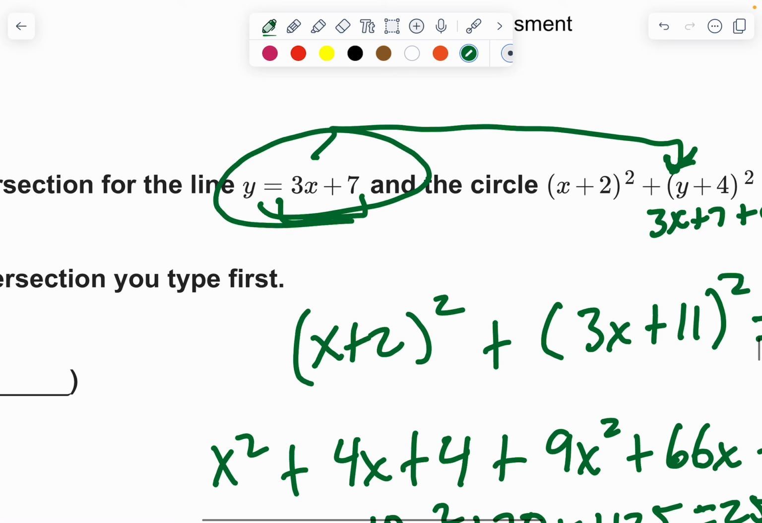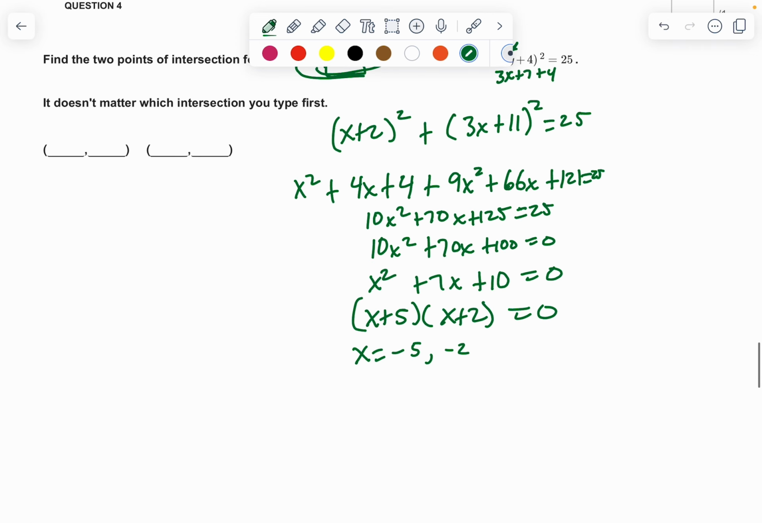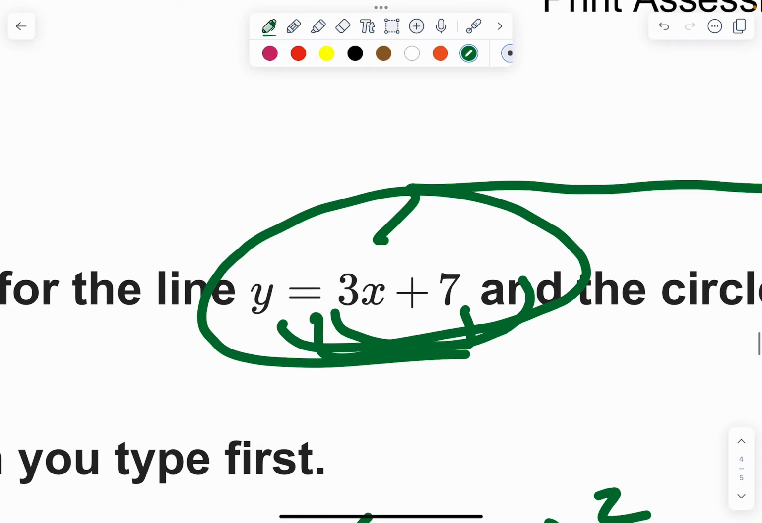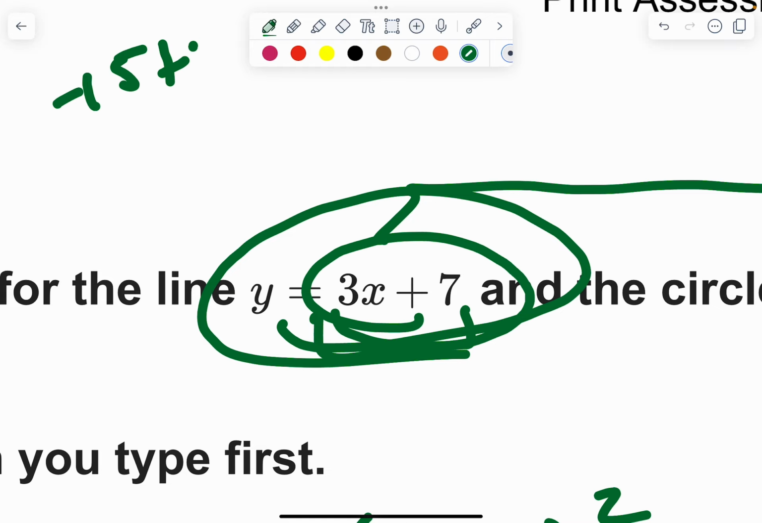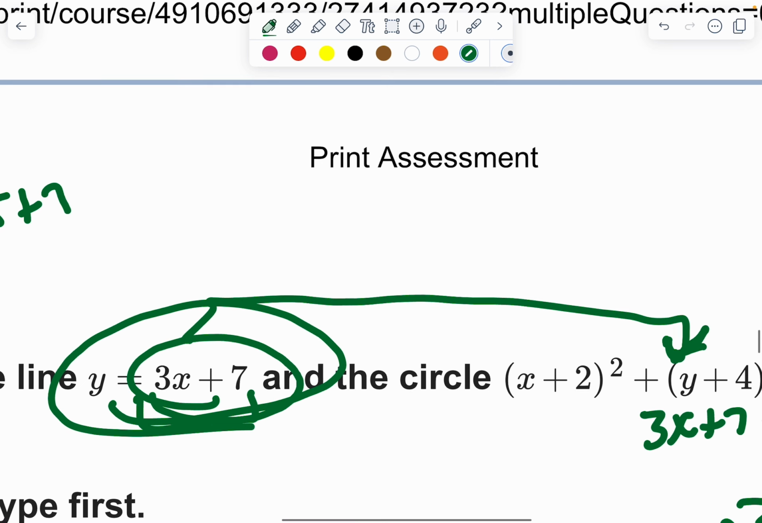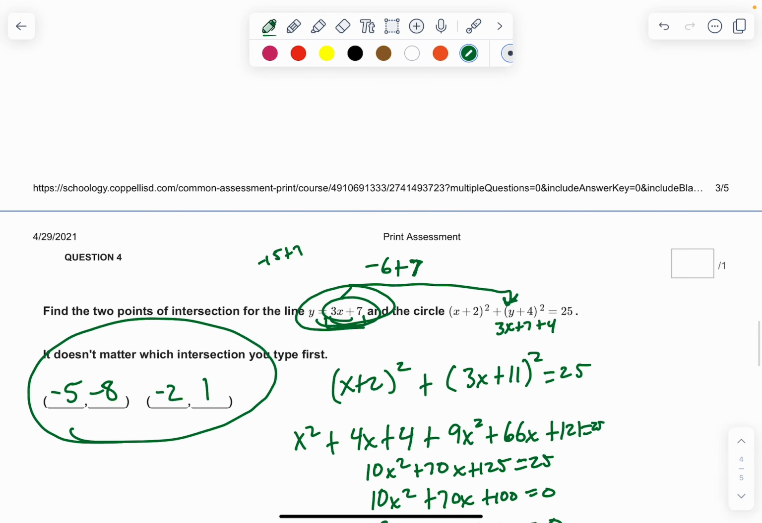Remember that y = 3x + 7. So we have 2 coordinates. We have negative 5 for x. We have negative 2 for x. What happens when we plug in negative 5? We would get negative 15 plus 7. That would be negative 8. Plug in negative 2. What happens when you plug in negative 2? You would get negative 6 plus 7. And that would be 1. So our answers are (-5, -8) and (-2, 1).